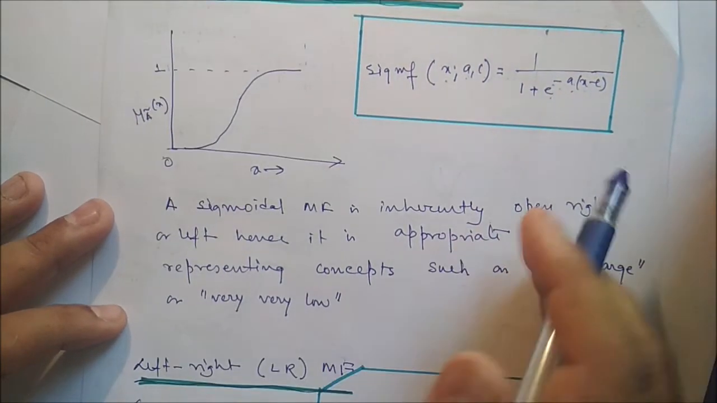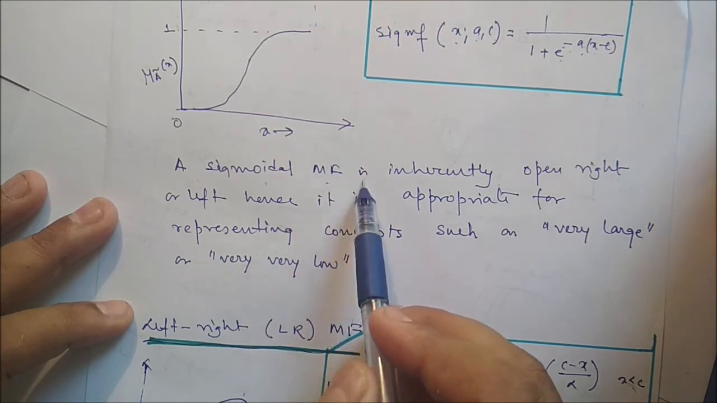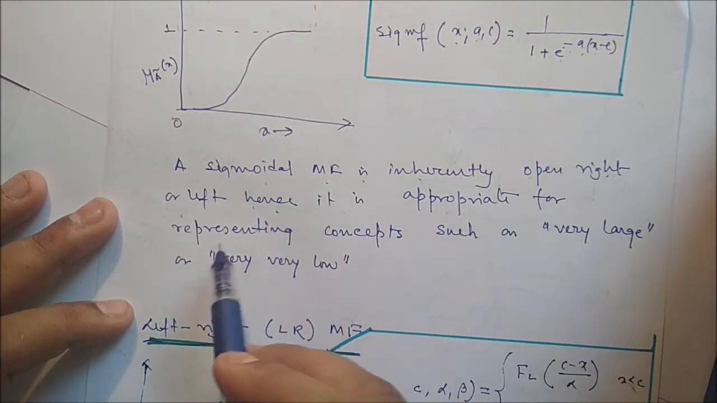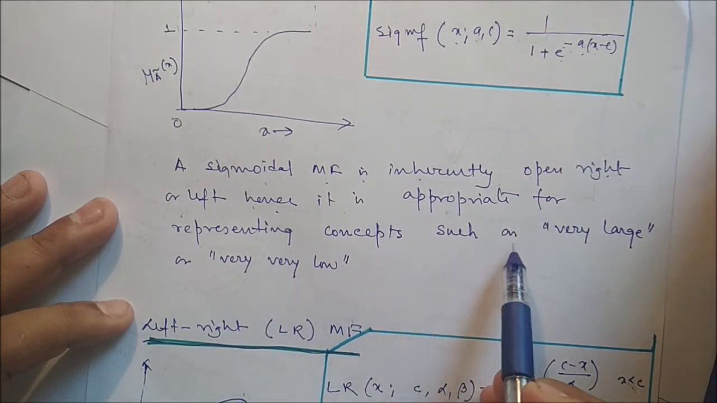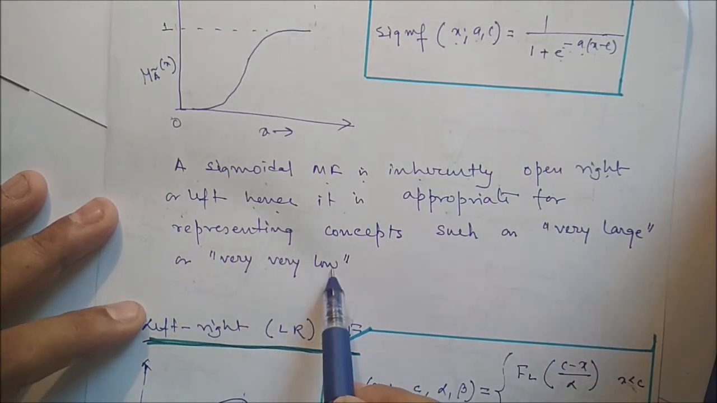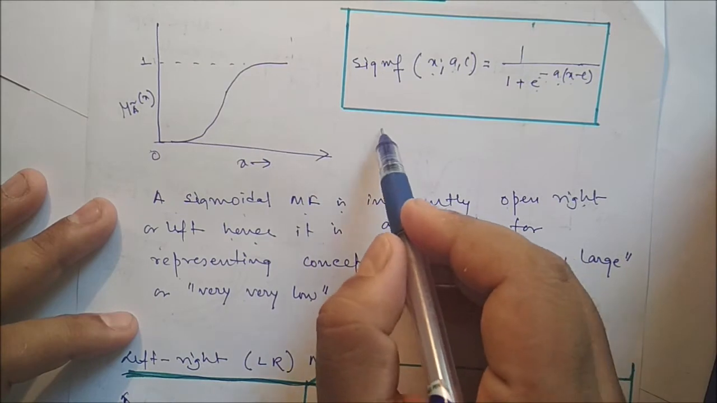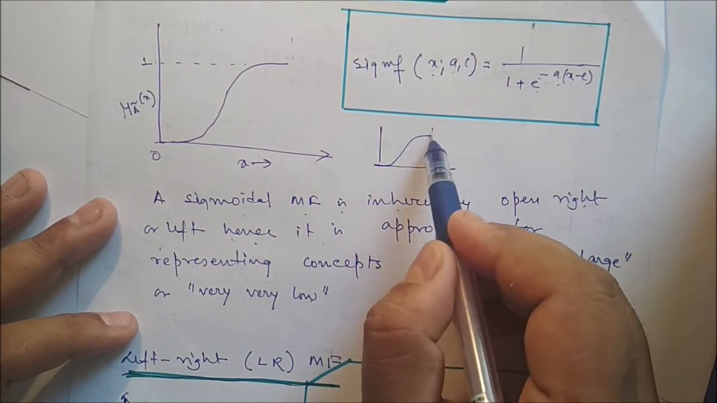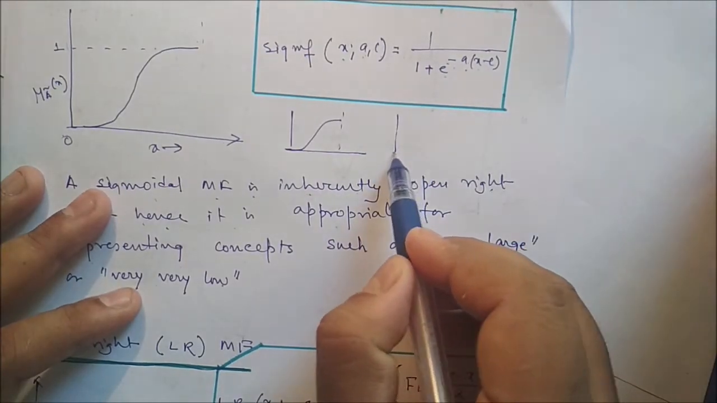Here the sigmoid membership function is inherently open to the right or left. Hence, it is appropriate for representing concepts such as very large or very low. The sigmoid function is inherently open right, or it is open left.